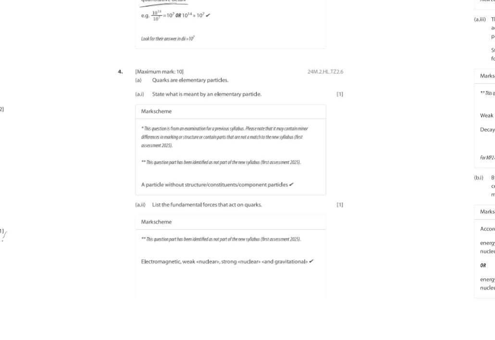Okay, so 4A, quarks. I'm not sure that quarks are part of E3, but anyway, A1 is still a good question. State what is meant by an elementary particle. And this question has been identified as not part of the new syllabus. Well, thank you very much, Question Bank, for including it. I still think you guys should know what an elementary particle is. So, a particle without structure has no other smaller particles. There's nothing else making it up. You can make arguments about strings and whatnot, but those are not particles in the sense of how we consider a particle. So, without any component particles, elementary particle.